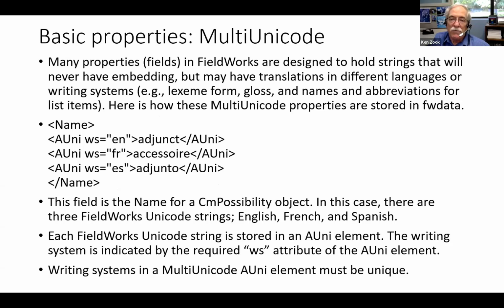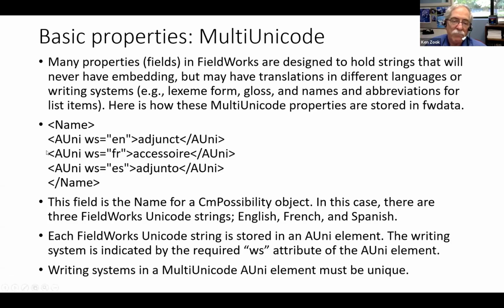Many properties or fields in FieldWorks are designed to hold strings that will never have embedding, but may have translations in different languages or writing systems, like Lexeme, Gloss, and names and abbreviations for list items. Here's how these multi-Unicode properties are stored in Flex.